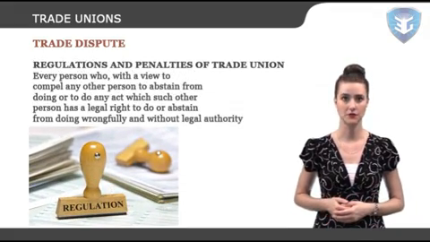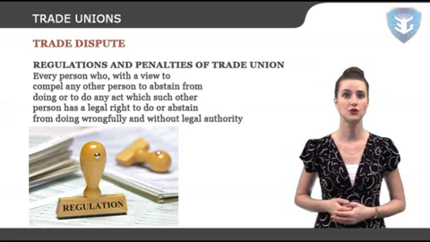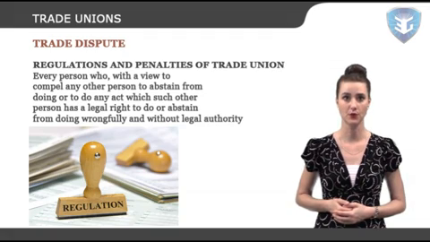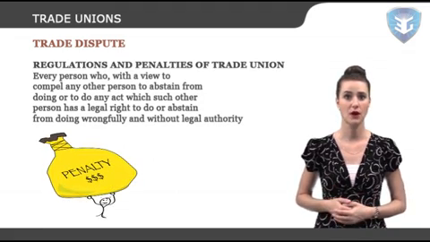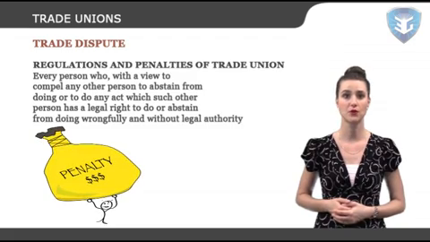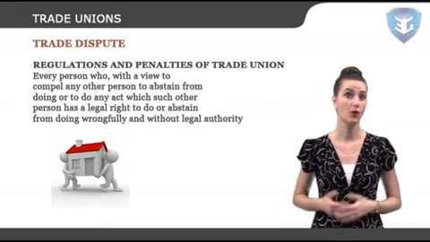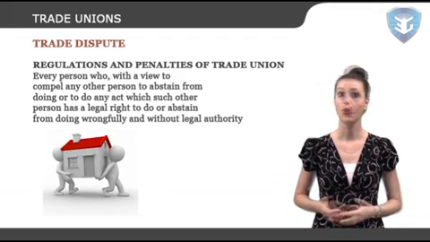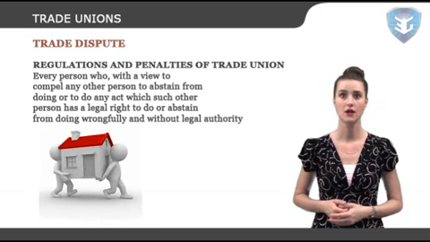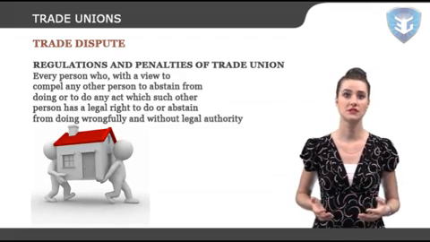Regulations and penalties of trade union. Every person who, with a view to compel any other person to abstain from doing or to do any act which such other person has a legal right to do or abstain from doing, wrongfully and without legal authority, uses violence to or intimidates such other person or his wife or children or injures his property, or persistently follows such other person from place to place, or hides any tools, clothes, or other property owned or used by such other person, or deprives him of or hinders him in the use thereof, or watches or besets the house or other place where such other person resides or works or carries on business or happens to be, or the approach to such house or place.